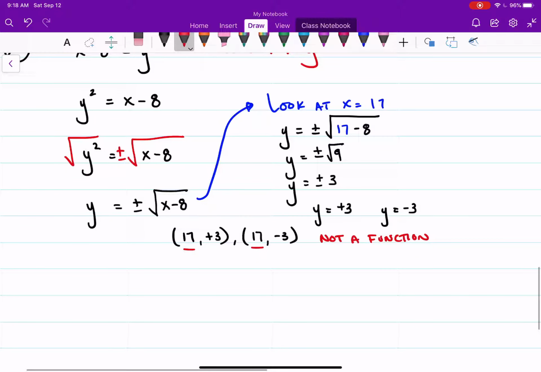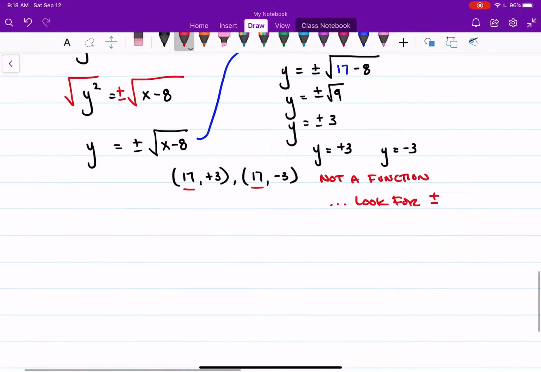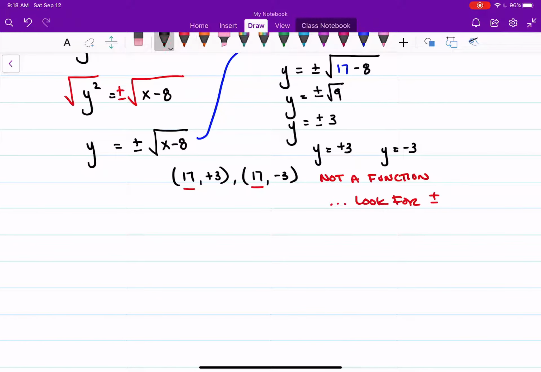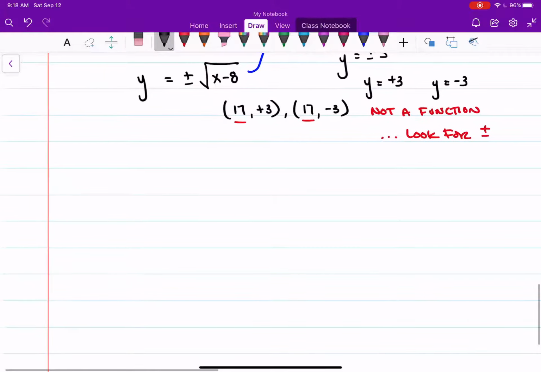And typically what you're going to see is, because of the plus and minus, when you see that, you're already going to know it's not going to be a function. Okay, so I'm going to put down here: look for plus and minus, okay? So now we know that is the biggest case, all right? All right, so now let's take a look at another example here, okay?